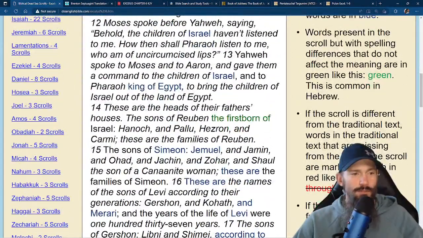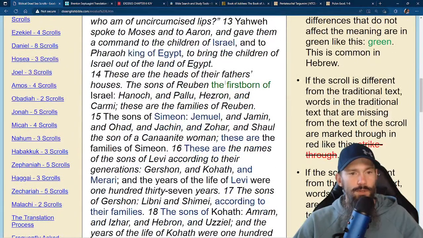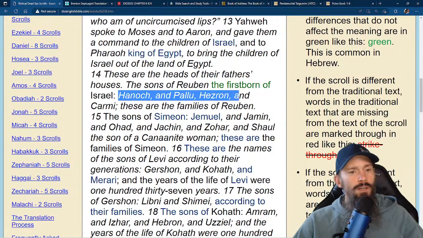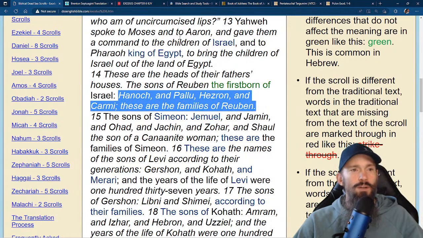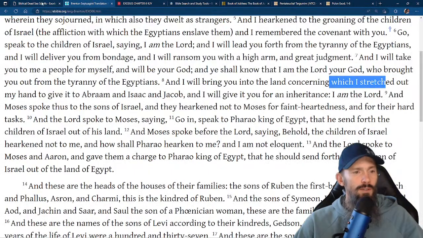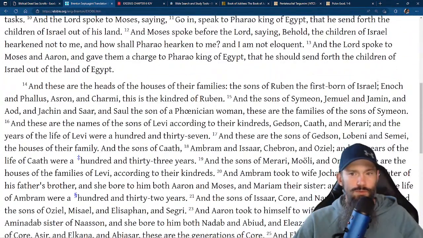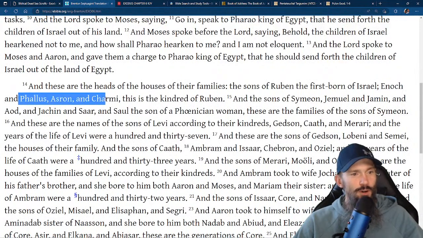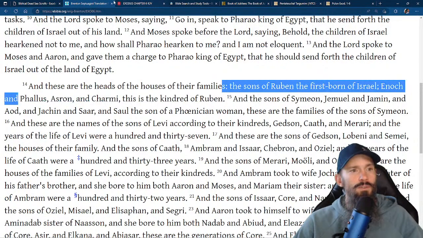These are the heads of their fathers' houses, the sons of Reuben, the firstborn of Israel, Hanak and Palu and Hezron and Carmi. These are the families of Reuben. I want to pause for a second. Hanak, Palu. What verse is that? 14. Enoch, Phallus, Asron, Charmi, Reuben, kindred of Reuben.